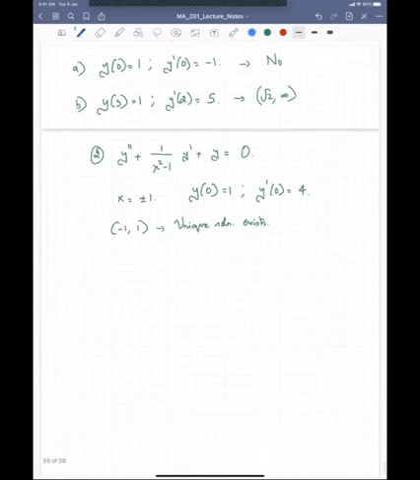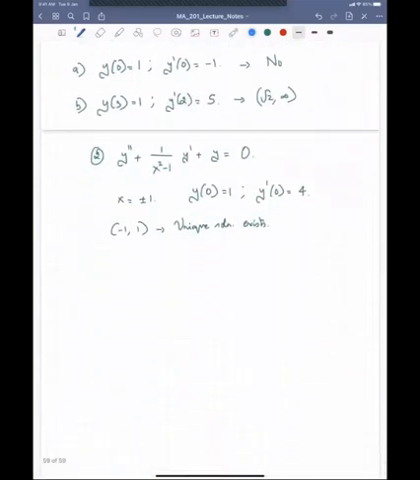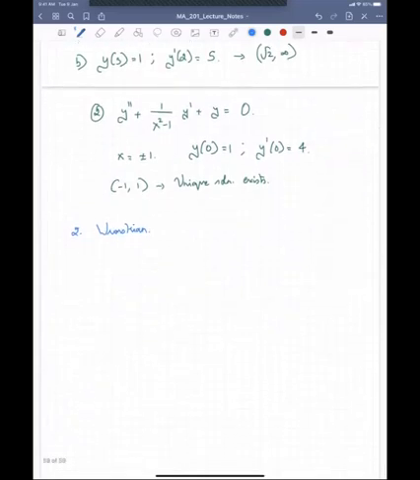And the second thing that we discussed last lecture was the idea of a Wronskian. What was a Wronskian? Given two solutions of a second order differential equation, the goal is to try and understand if these guys are linearly independent or not.